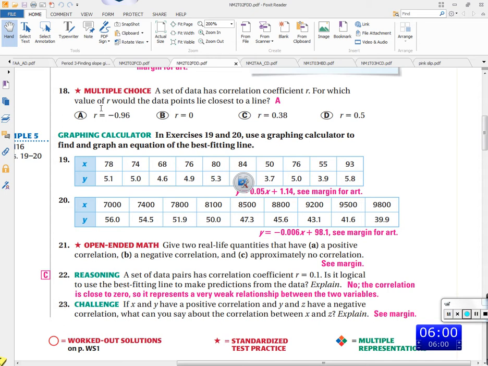How do you make your correlation? Do you just guesstimate what the correlation is? How do you know what r is? Yeah. It could be calculated, but we use technology to calculate it. I'll show you how to do that in a second.